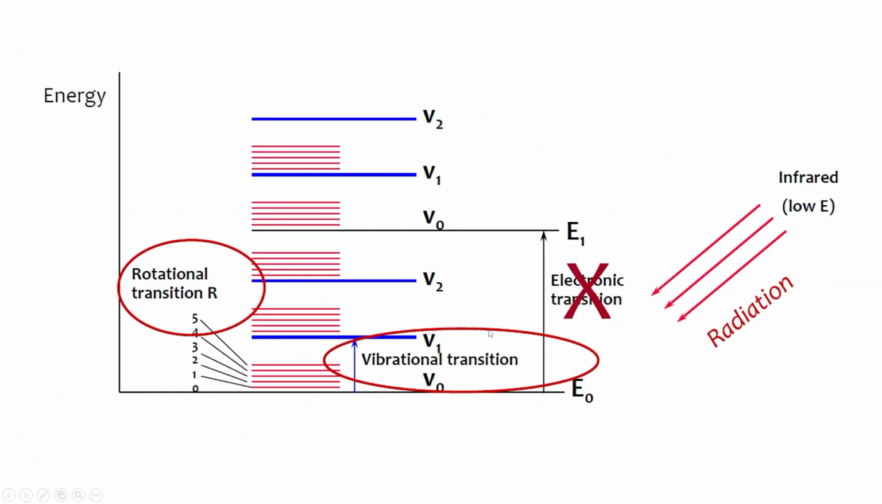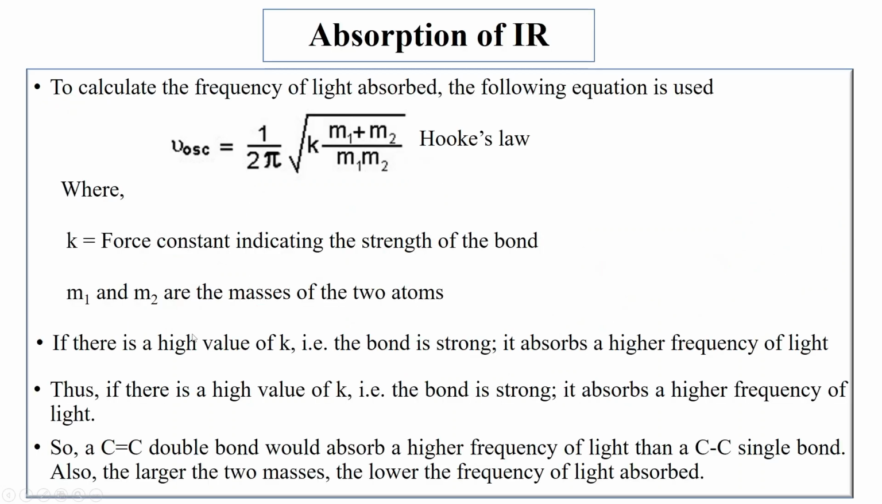Okay, now here the same is demonstrated in this figure: infrared radiations have low energy and they only bring about changes in the vibrational energy levels and also in the rotational energy levels, not in the electronic energy levels.